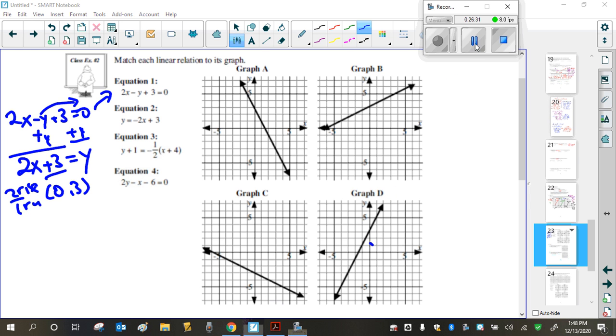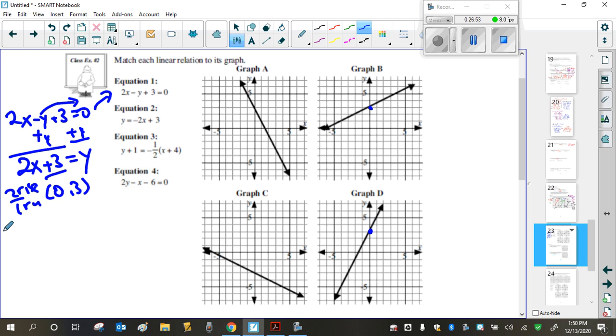Okay, so it looks like graph A isn't quite at 3 up. It could be. But it looks definitely that 1, 2, 3. Oh, that looks like it's not quite. This could be it, B. And it looks like this graph D is definitely 3 up.